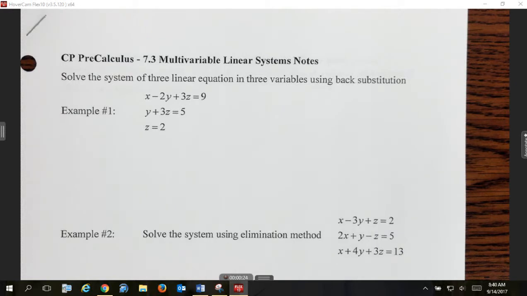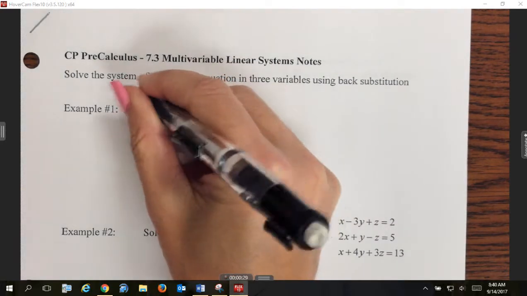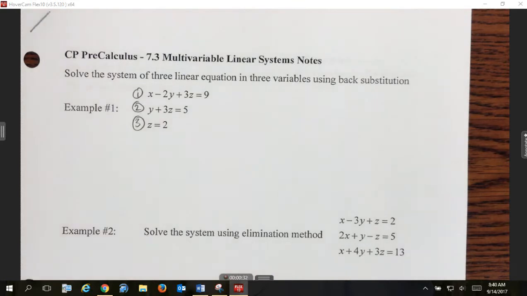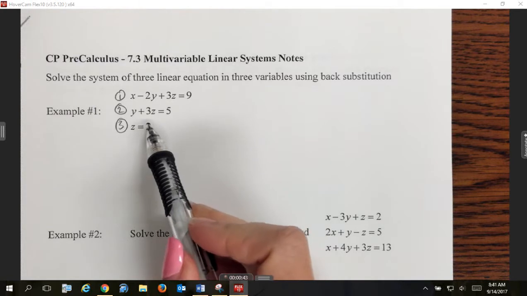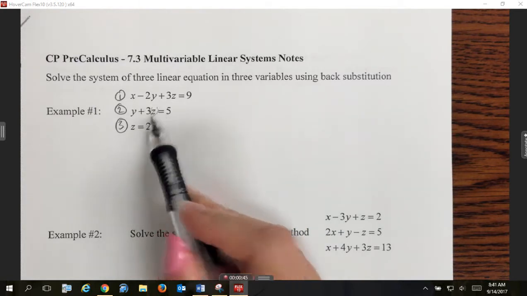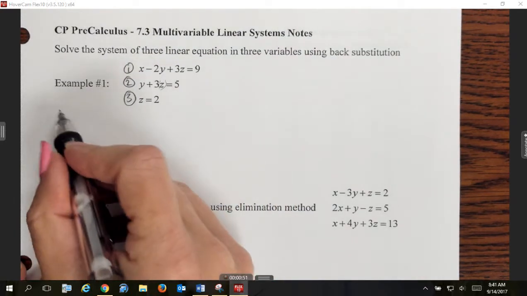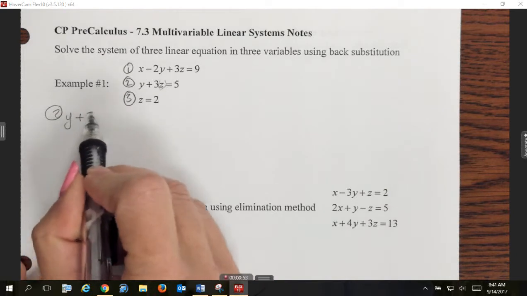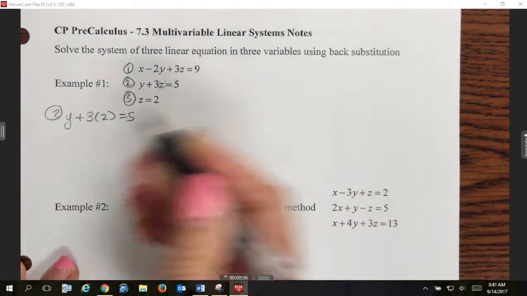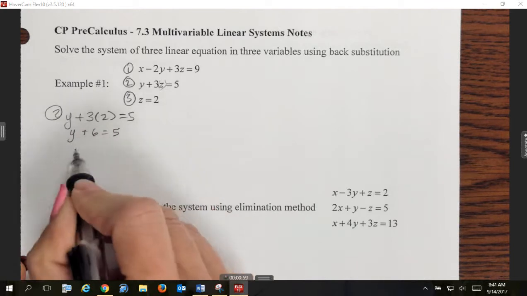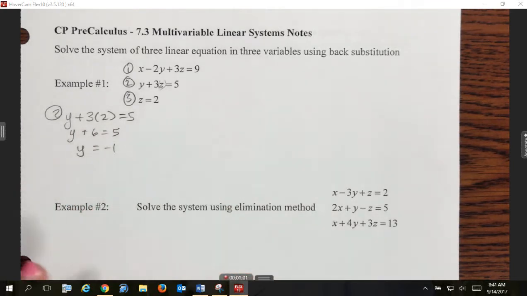Do back substitution. You see how we have our 3 equations, and in our third equation, z is 2. So when I go to find my ordered triple, I already know what the z value is. So using back substitution, if I know z is 2, I can substitute z into equation 2. So equation 2 I'm going to rewrite as y plus 3 times 2 equals 5. And solve that so I get y is -1.